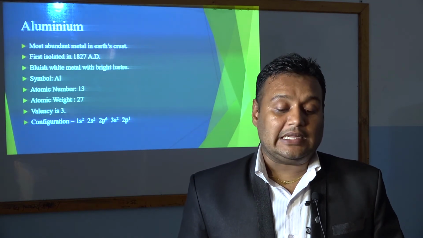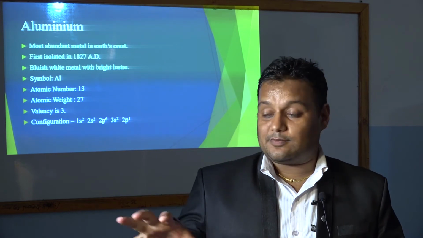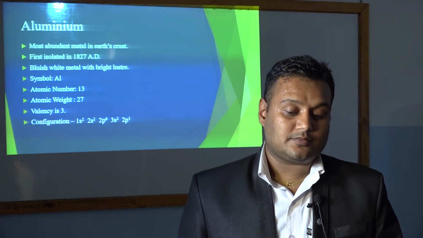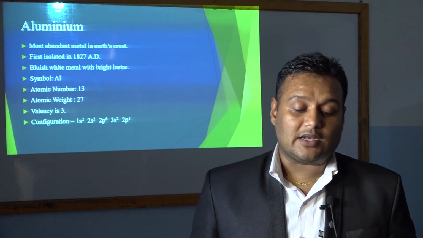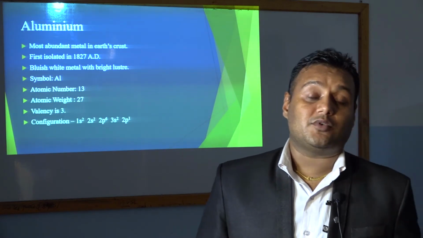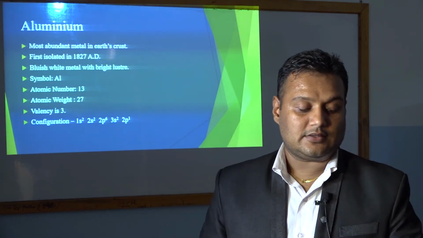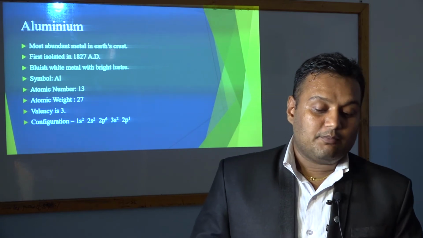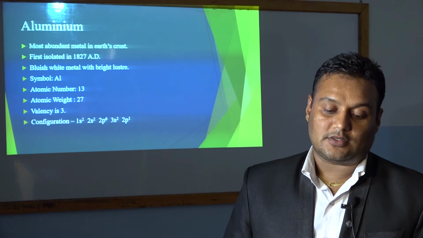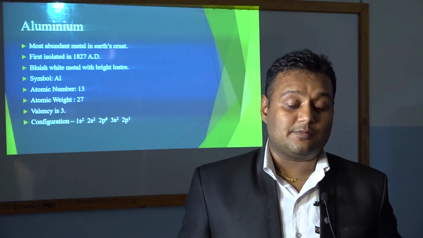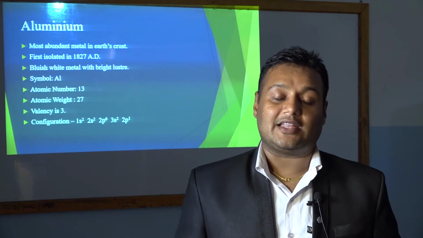First isolated in 1827 AD means it was first extracted in 1827 AD. So it was extracted only about 200 years ago. It is a bluish white metal with bright luster. That means its color is blue or white type, and its physical appearance is very shiny, very good shiny.